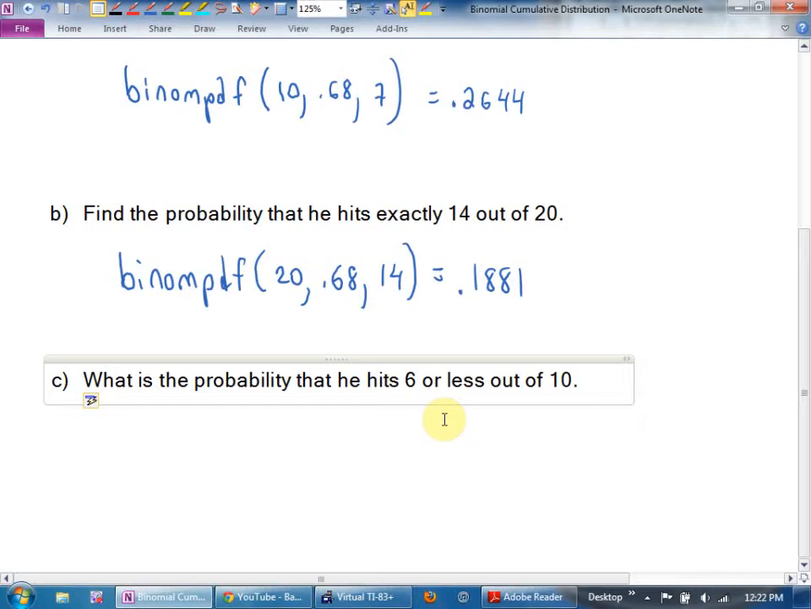And I did that on purpose because that's the most common mistake people make, by the way. They say, oh, I want to figure out 7 or more. I'll go 7 or less. Well, 1 minus 7 or less. No, no. 1 minus 6 or less. Your calculator has this built in.